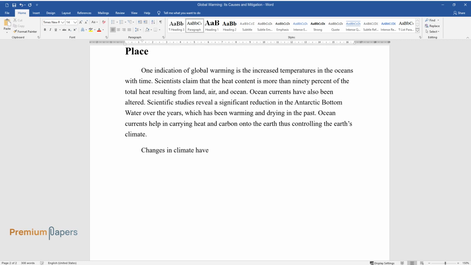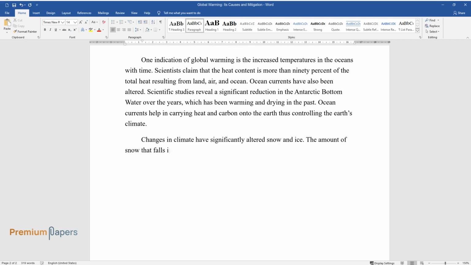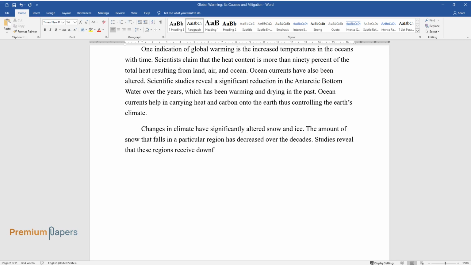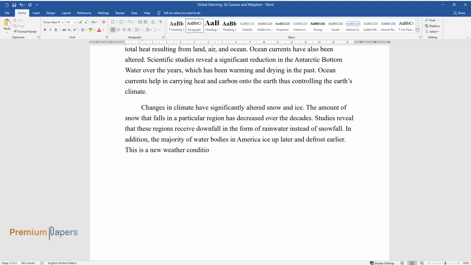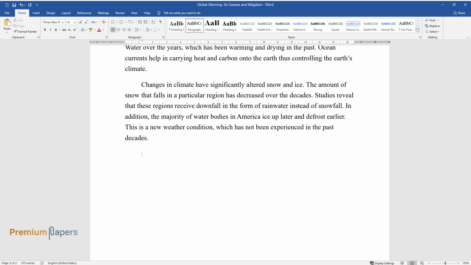Changes in climate have significantly altered snow and ice. The amount of snow that falls in a particular region has decreased over the decades. Studies reveal that these regions receive downfall in the form of rainwater instead of snowfall. In addition, the majority of water bodies in America ice up later and defrost earlier. This is a new weather condition, which has not been experienced in the past decades.